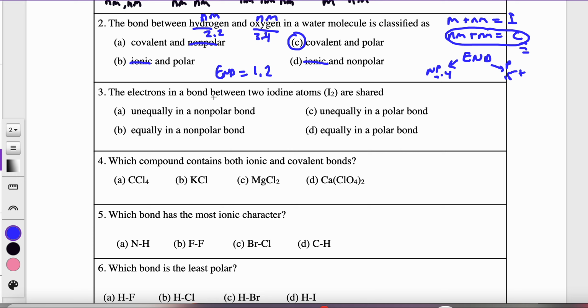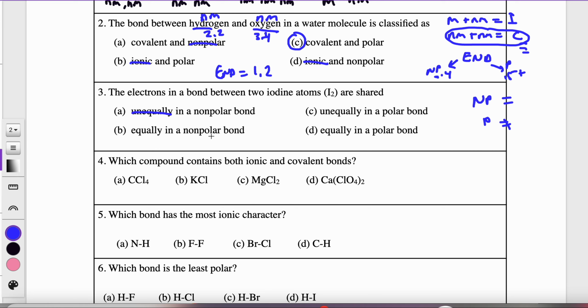The electrons in a bond between two iodine atoms are shared. How are they shared? Well, I see that in my four responses, it has the terms equally, unequally, polar, and nonpolar. So nonpolar means equal, polar means unequal. Take a look, I have nonpolar here and it says unequally. I'm going to eliminate that because that's a wrong match.